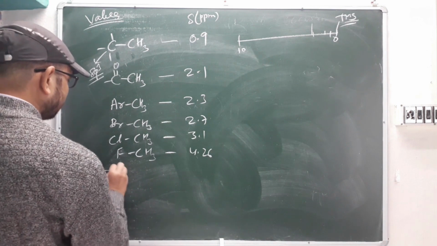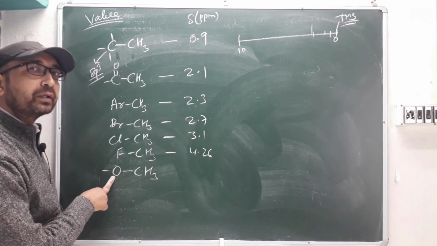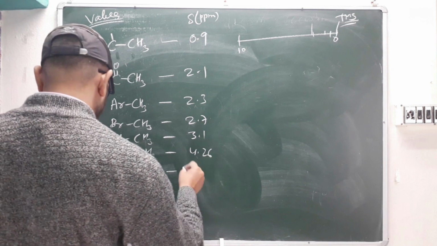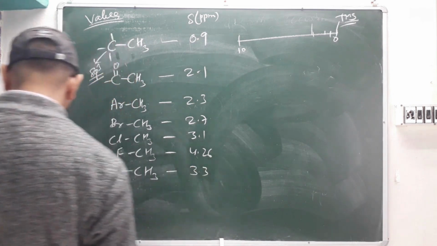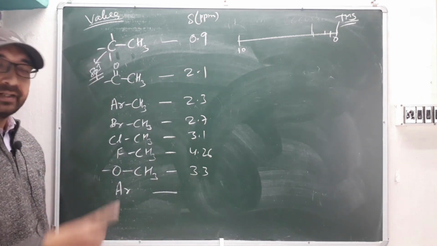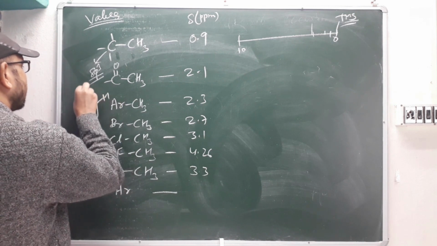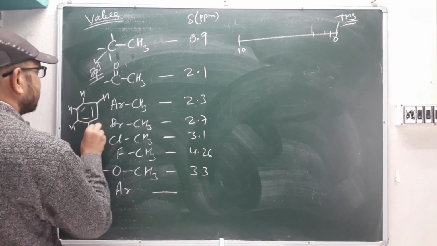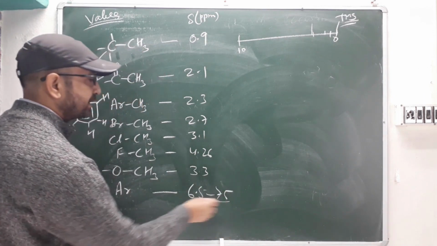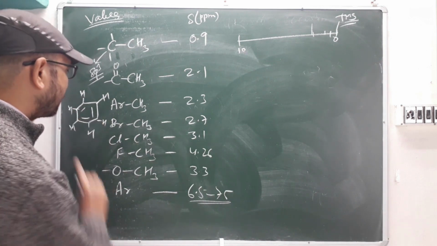And now, if it is attached to an ester O or an ether oxygen, what will the value be? 3.3, correct? And then aromatics themselves have protons, right? Suppose this is a benzene ring. In this benzene ring we have these hydrogens. So the value of these hydrogens will range from 6.5 to 7.5. If anything comes between 6.5 and 7.5, just think it is from an aromatic one, correct?